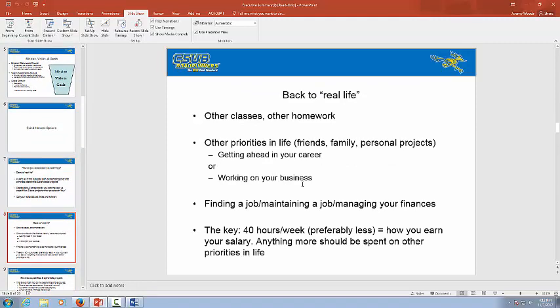So first of all, back to real life, you've got other classes, you've got other homework, you've got other priorities in your life. Could be friends, could be family, could be personal projects. When it comes to your professional life, it could be getting ahead with your career, or it could be working on your business.